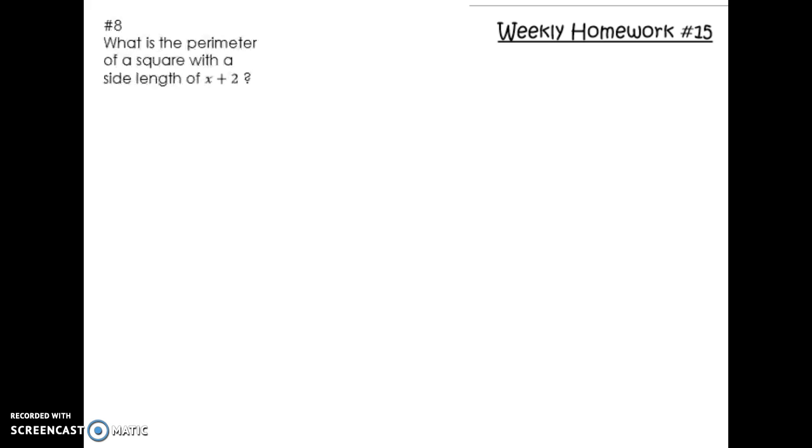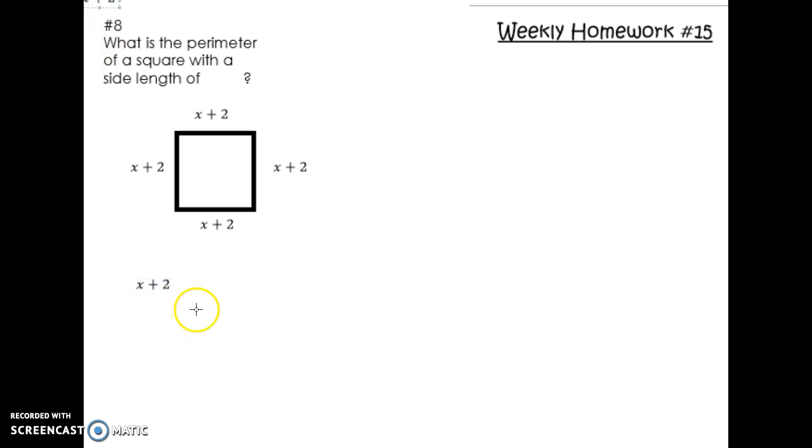Alright, so this one tells us that there's a square and asks, what is the perimeter of a square with the side length of x plus 2? So one of our sides is x plus 2. If it's a square, we know all the sides are x plus 2, right? And if it's perimeter, all you have to do is add all your sides together. So you're going to do x plus 2 plus x plus 2, and you're going to do it 4 times, right?